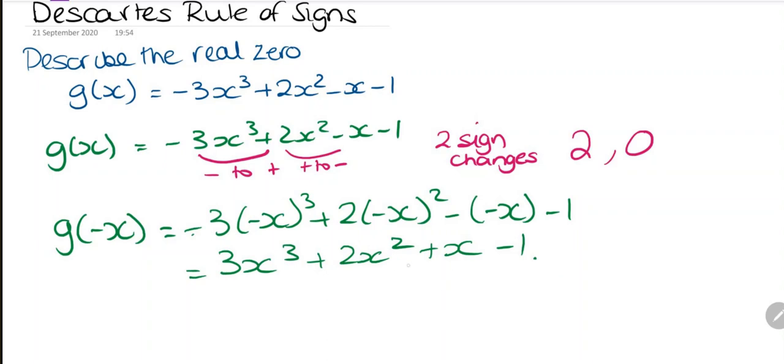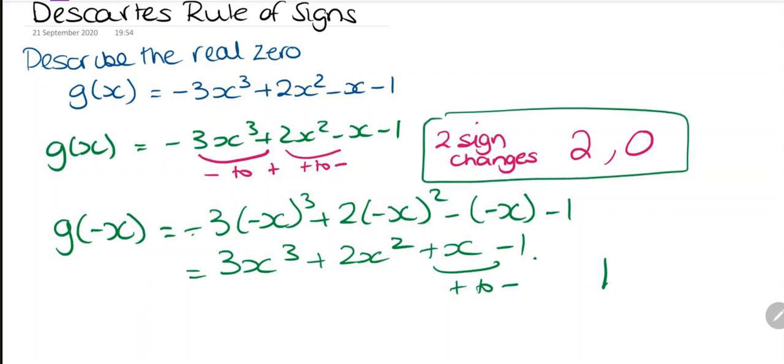And then here we have a positive to a negative, so we actually have just 1 sign change. We can't have a negative amount of roots, so when it's negative, we have a possible 1. So positive roots could be 2 or 0, and negative could be 1.